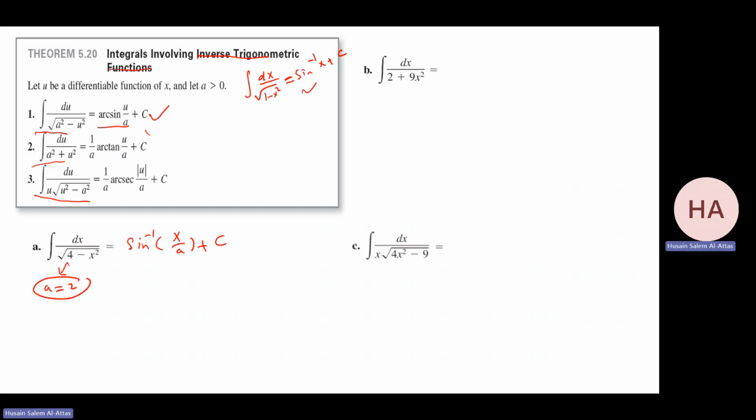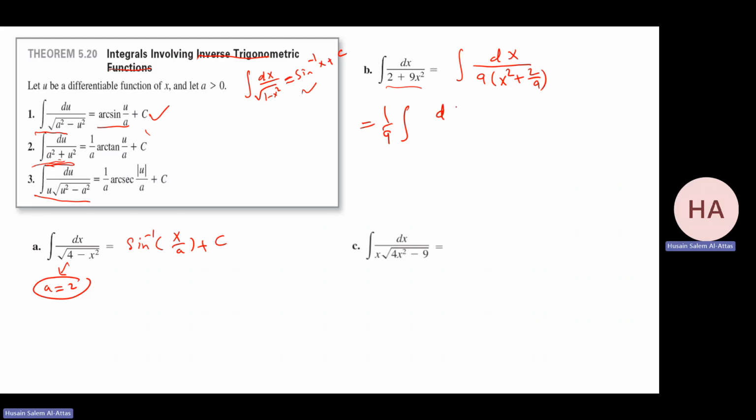Okay, this one, part B, I need to manipulate it a little bit. I need to make it in this format. For sure, it seems to be like this one. So the coefficient of a or u squared should be 1. So what I will do, I'll take 9 out. Then I have x squared plus 2 over 9. Okay, so I have 1 over 9 outside.